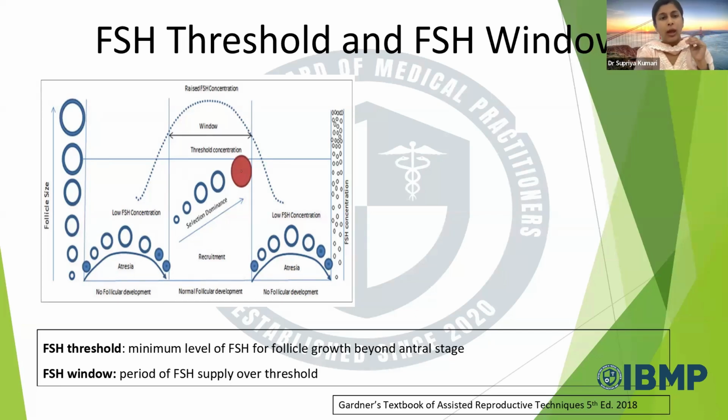So physiologically, when it crosses this line, that is when the selection of the cohort of follicles starts. By the peak, there is selection of one dominant follicle and then the FSH comes down. That is how we usually have monofollicular development, that is the development of a single follicle.